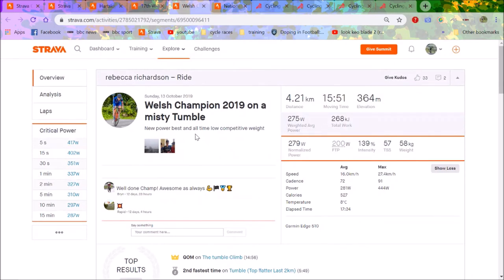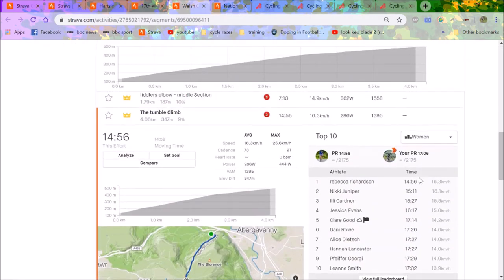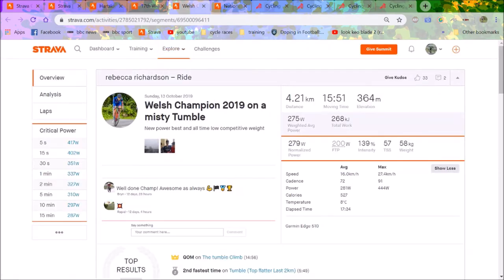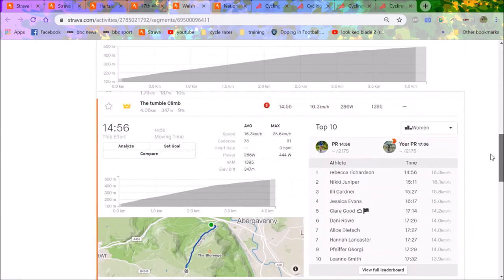We've got another one here. It says all-time low competitive weight, so she has 58 kilos on Strava. I'll assume she's a little less than that. But yeah, the Tumble climb, she's got the QM, 15 minutes here, 286 watts. Again, very, very strong. 286 divided by 58 is 4.9 I think, so 5 watts per kilo for 15 minutes. So yeah, it's pretty solid.